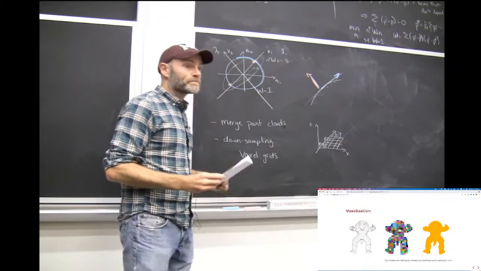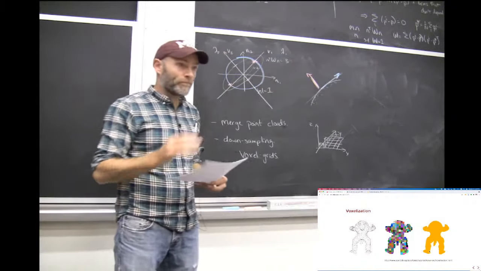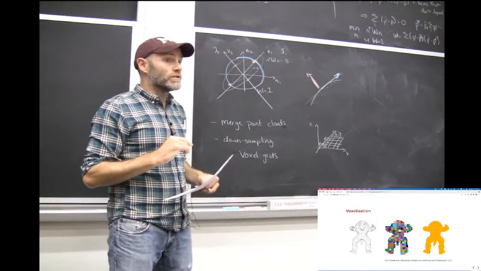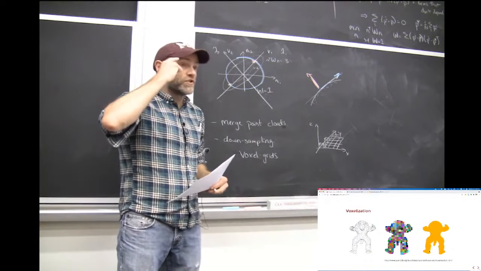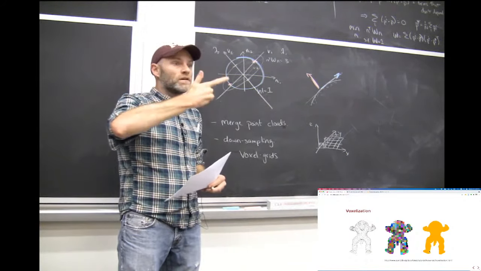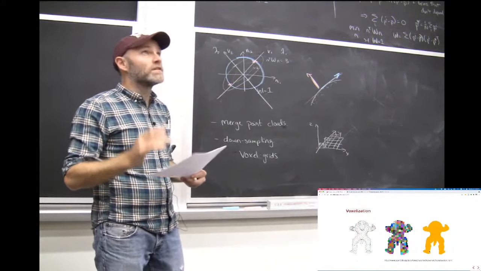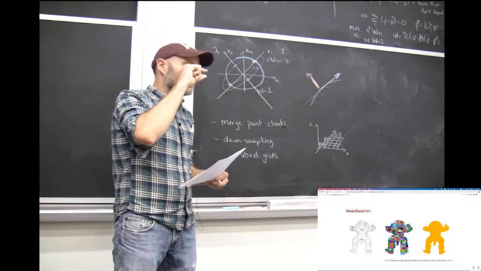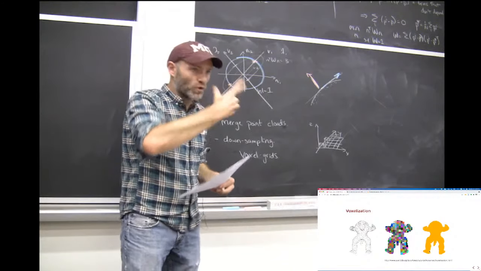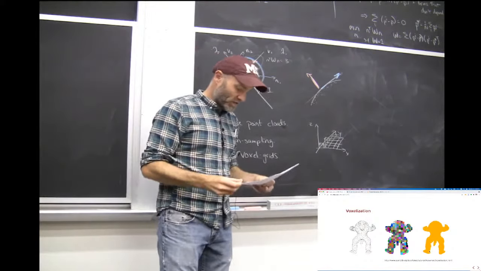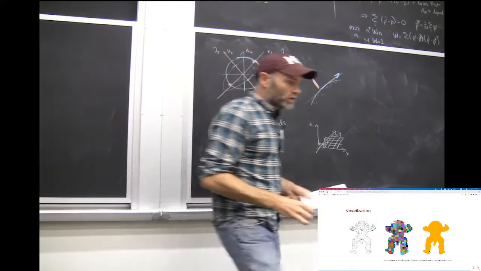Yeah? Do you preserve information about, like, the normals? Yes, good. So typically you'll average the normals too. If you take all those points, you just take an average of the normals. Even the people that just keep the centroid will average the normals, because it doesn't make sense to do anything else. Cool.